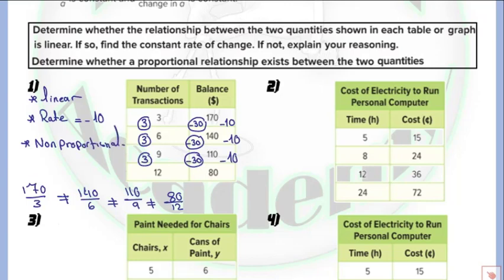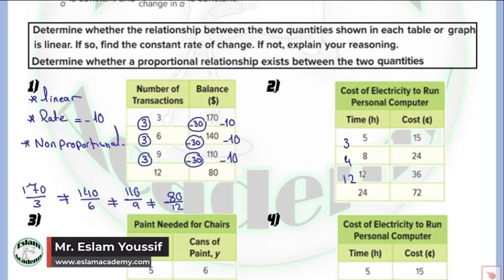Now in question number 2. In x we have 5, 8, 12 and 24. From 5 to 8 we add 3. 12 minus 8 equals 4. 24 minus 12 equals 12. Now for y. We have 15, 24, 36 and 72.